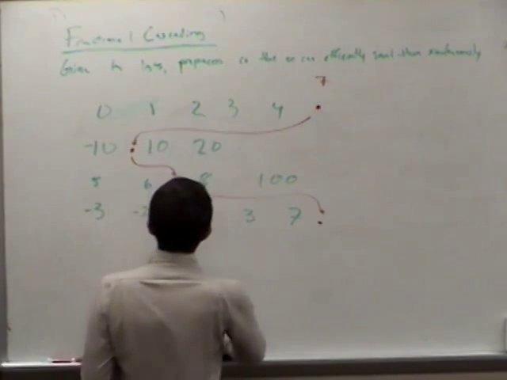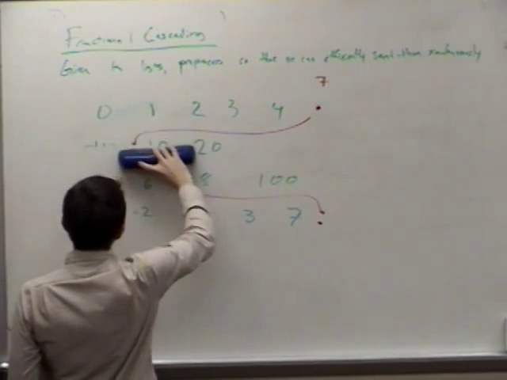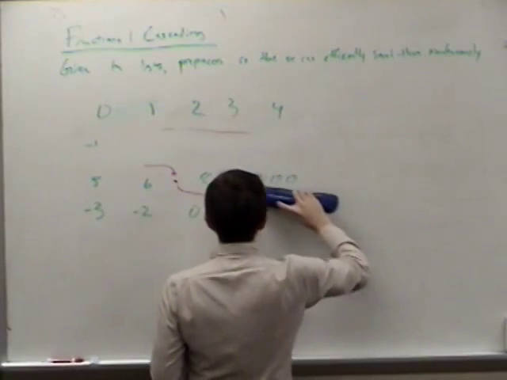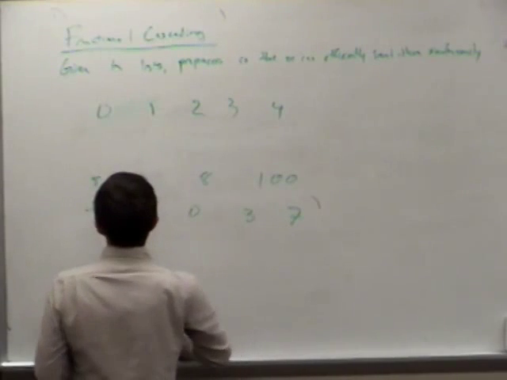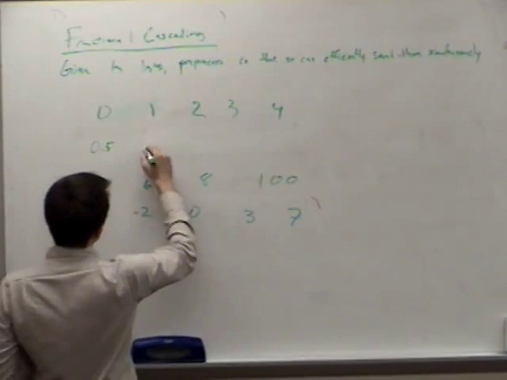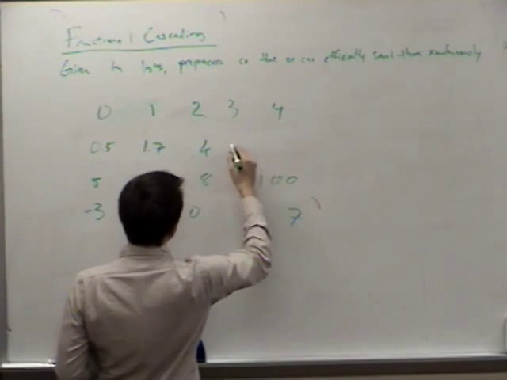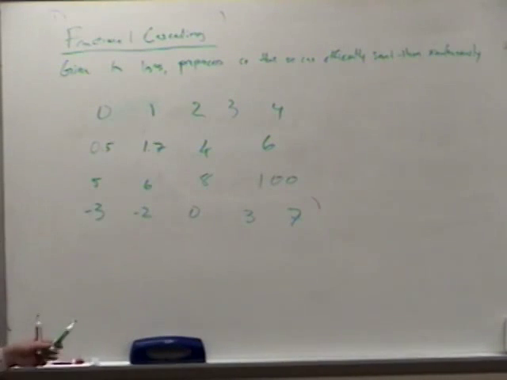Actually, I maybe picked kind of a poor example to get started with this. So I'm going to erase this row here and do something a little bit post hoc. Let's set this to, say, 0.5, 0.7, 4, and 6, right? I don't know, whatever. So that's the idea.